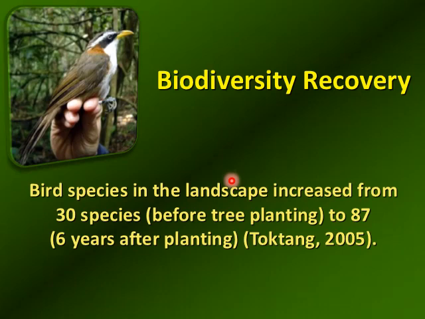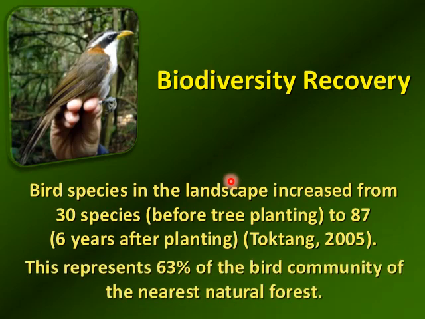When we began the project, we did a survey of birds in the area, and we found 30 species, only 30 species, which is pretty low for a tropical area. And after 6 years after planting, we did another survey and we found 87 bird species. So the number of bird species almost trebled as a result of the forest restoration program. This represents 2/3 of the bird community of the nearest natural forest. So within 6 years, you have more than 60% of the birds which are characteristic of mature forest coming back into these restored areas.